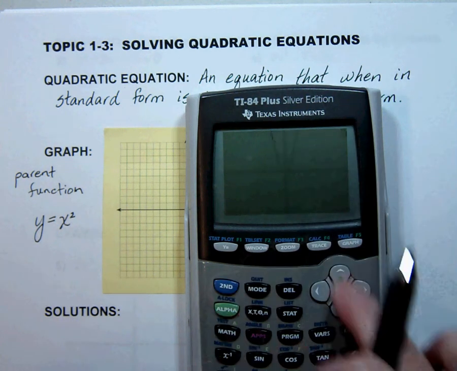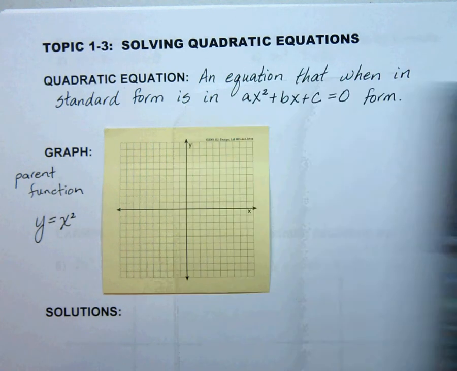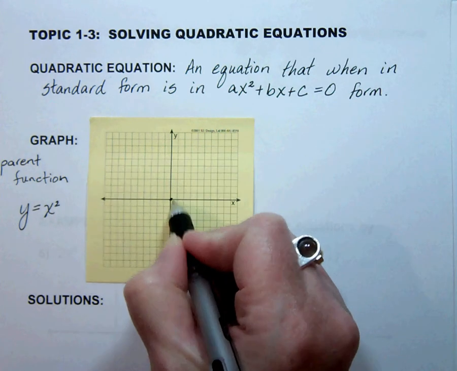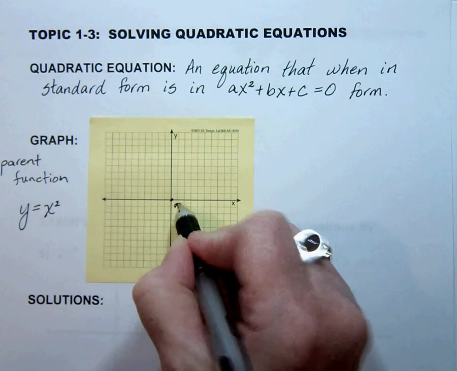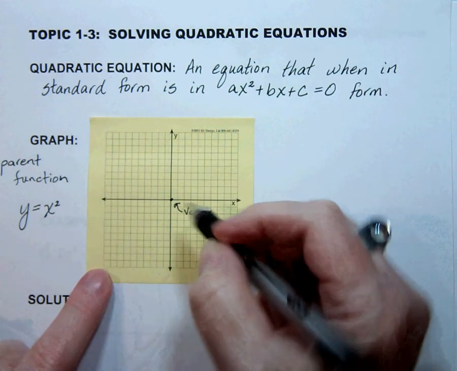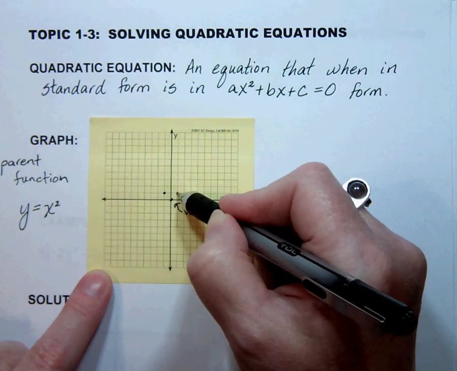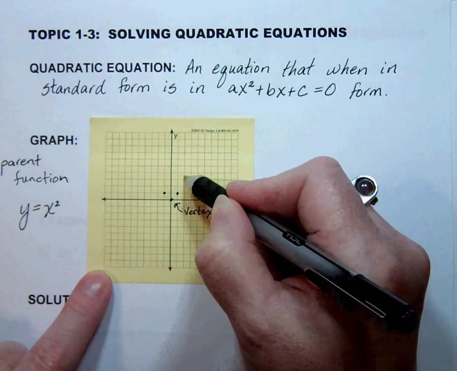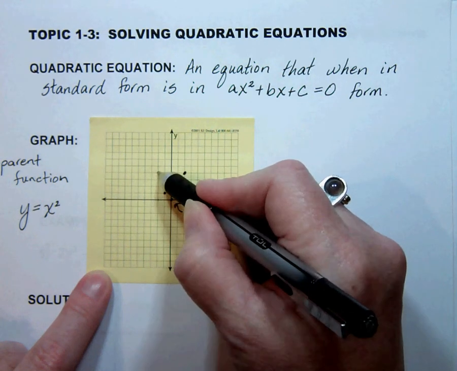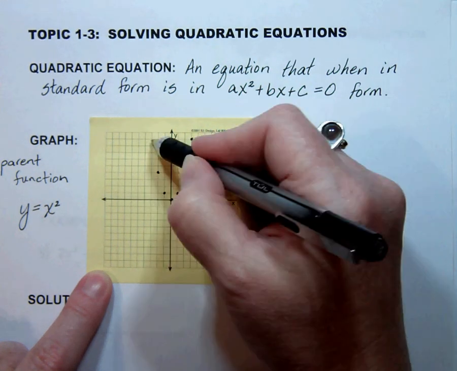If you want to see the table of values, you can find that the vertex is at 0, 0. We're going to start by plotting that one. So 0, 0 is called the vertex. Let's go ahead and label that point. The other points are 1, 1, negative 1, 1, because 1 squared is 1. If you square 2, you get 4. And if you square a negative 2, you get positive 4. 3 would be 9. Negative 3 squared would be positive 9.